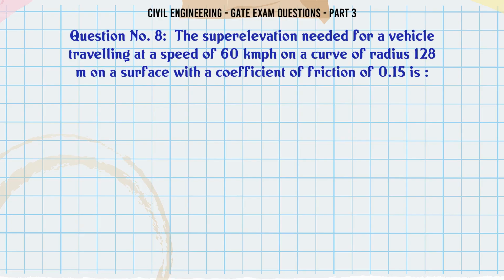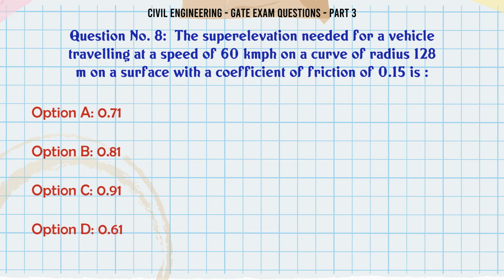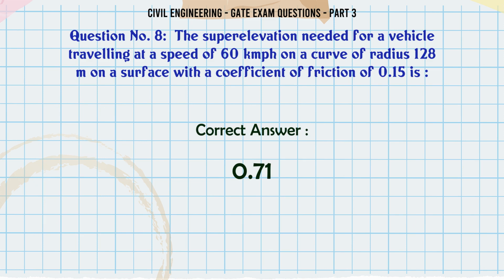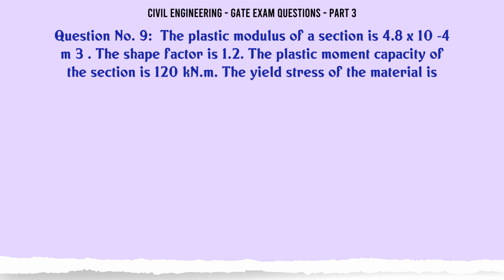The superelevation needed for a vehicle traveling at a speed of 60 kmph on a curve of radius 128 m on a surface with a coefficient of friction of 0.15 is A. 0.71, B. 0.81, C. 0.91, D. 0.61. The correct answer is 0.71.